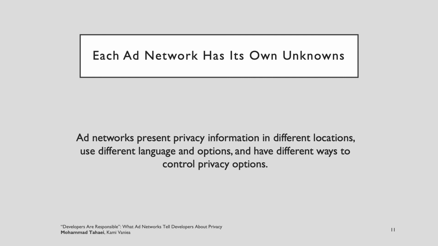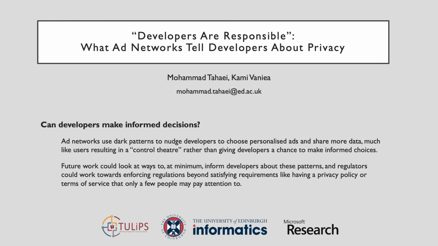We also find that ad networks present privacy information in an inconsistent way. They use different locations, different language, and various options to present privacy-related information, which might make it difficult for some developers to control privacy in their apps. Overall, we find that with the current status and the way privacy is presented to developers in ad networks, it might be hard for some developers to make informed decisions for their users' privacy.